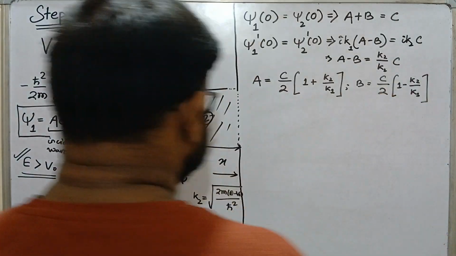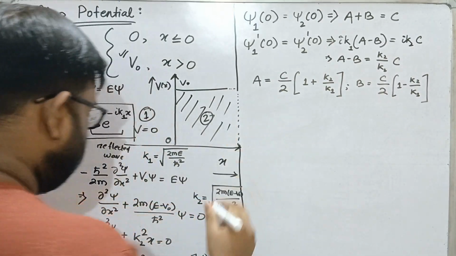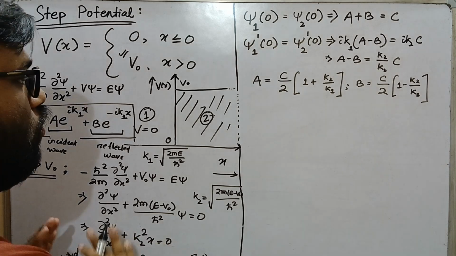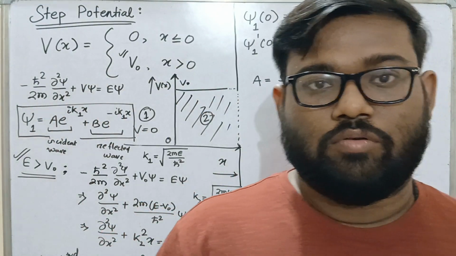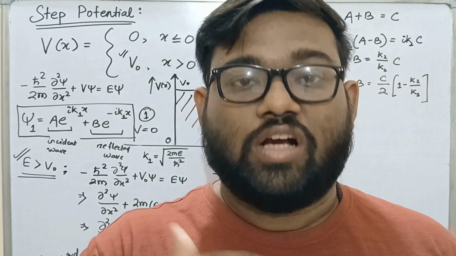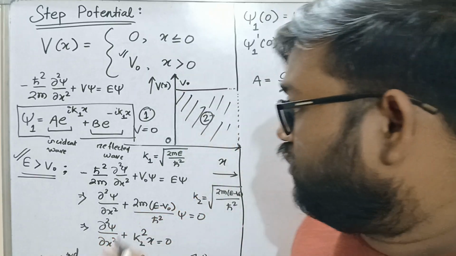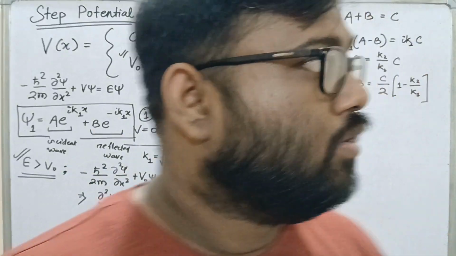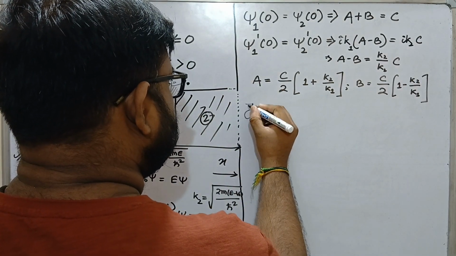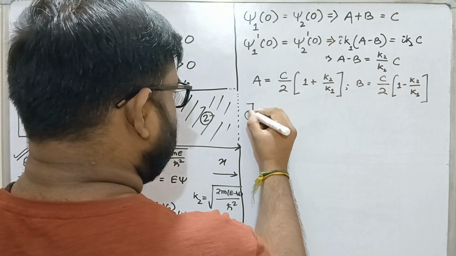Now look at this. This is your incident wave, this is your reflected wave, this is your transmitted wave. For all the three waveforms, for all of these waves, we can find our current density. We call it probability current density. So now, okay, let me write it very well, in a very well manner.